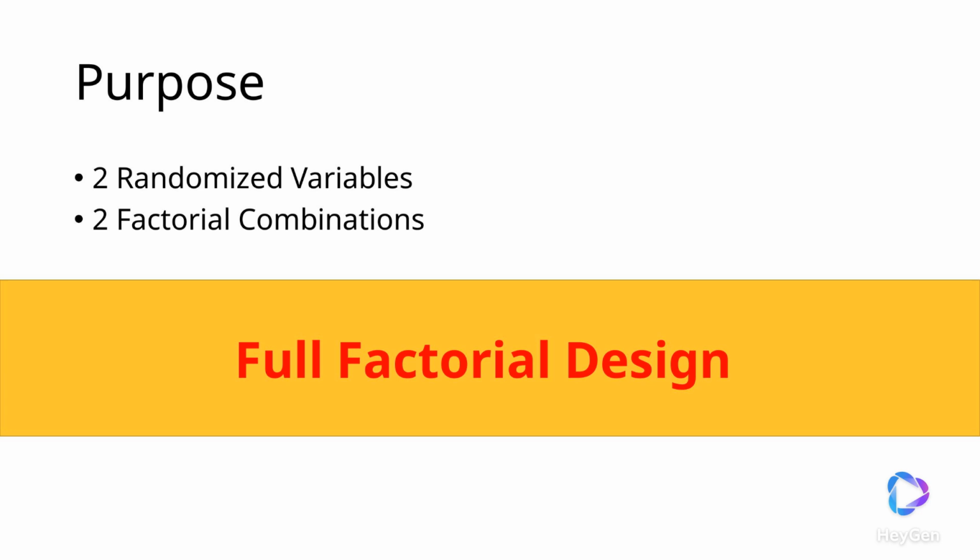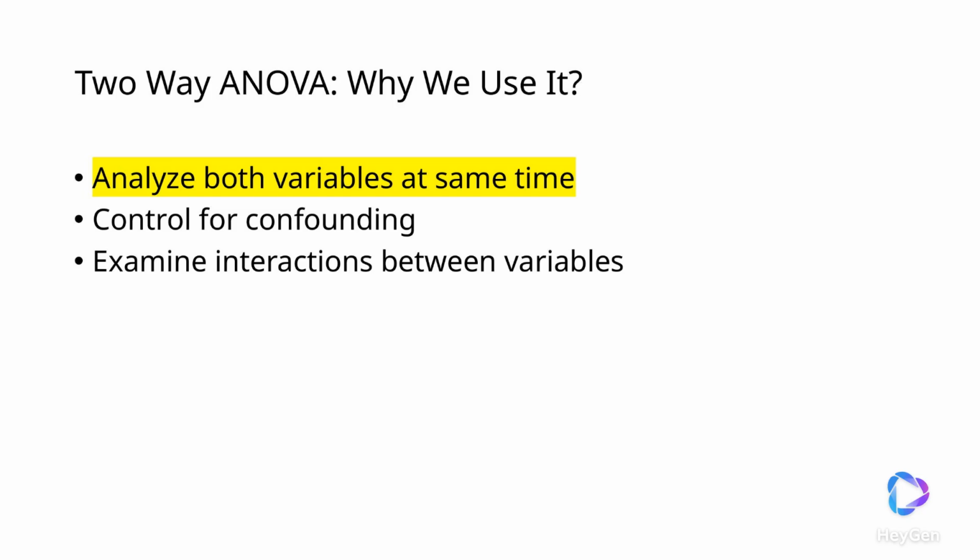The purpose of two-way analysis of variance is to examine the joint impact of two variables, use one variable to control or block the confounding that occurs among the two variables, and finally, to assess the interaction between the two variables.